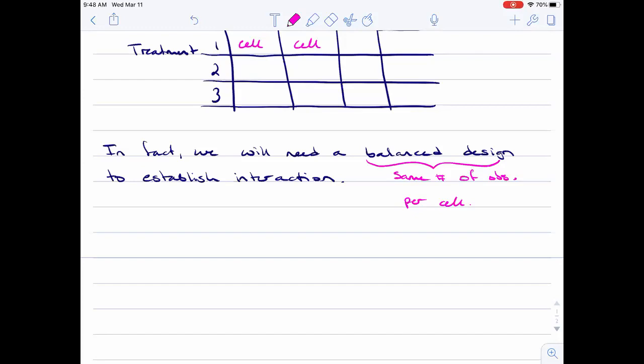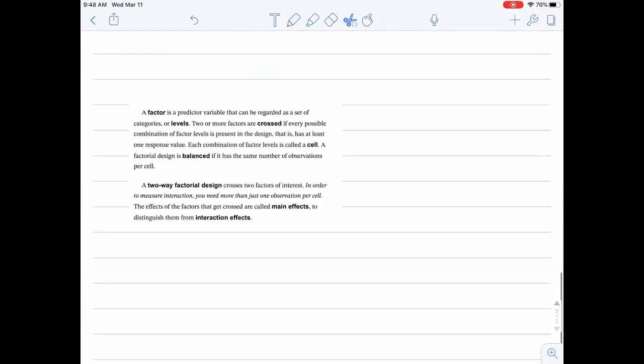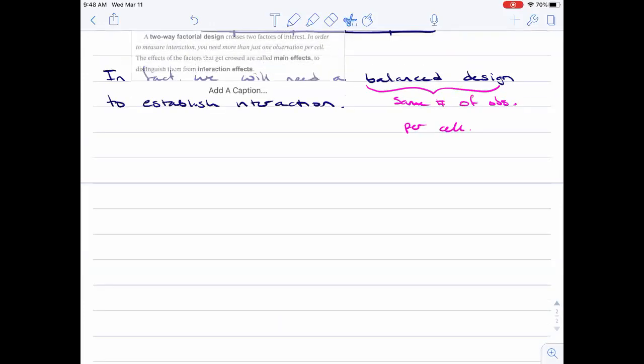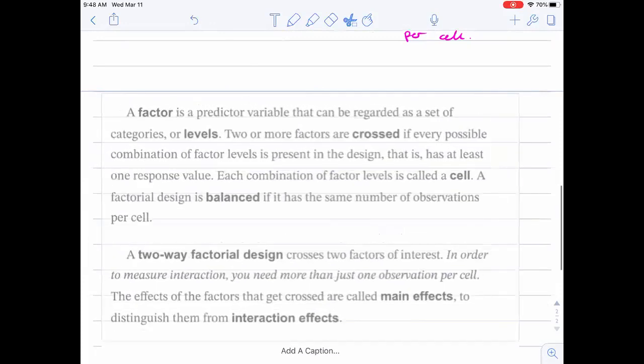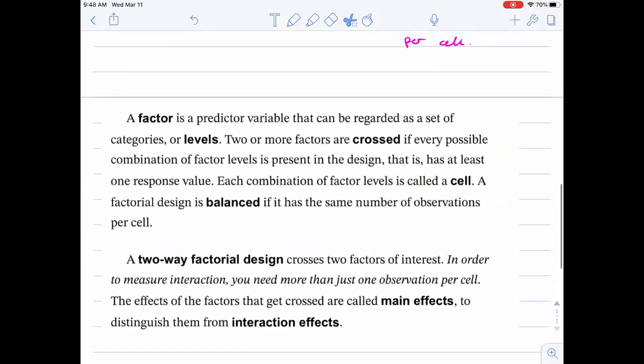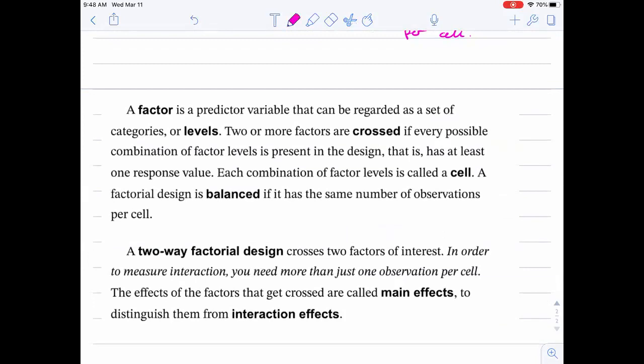So I stole this kind of summary for all the terms that we're going to be using from the book. So a factor we know is a predictor variable, right? Which is a categorical variable, and so it has multiple levels. Two or more factors are crossed if every possible combination of factor levels is present in the design.